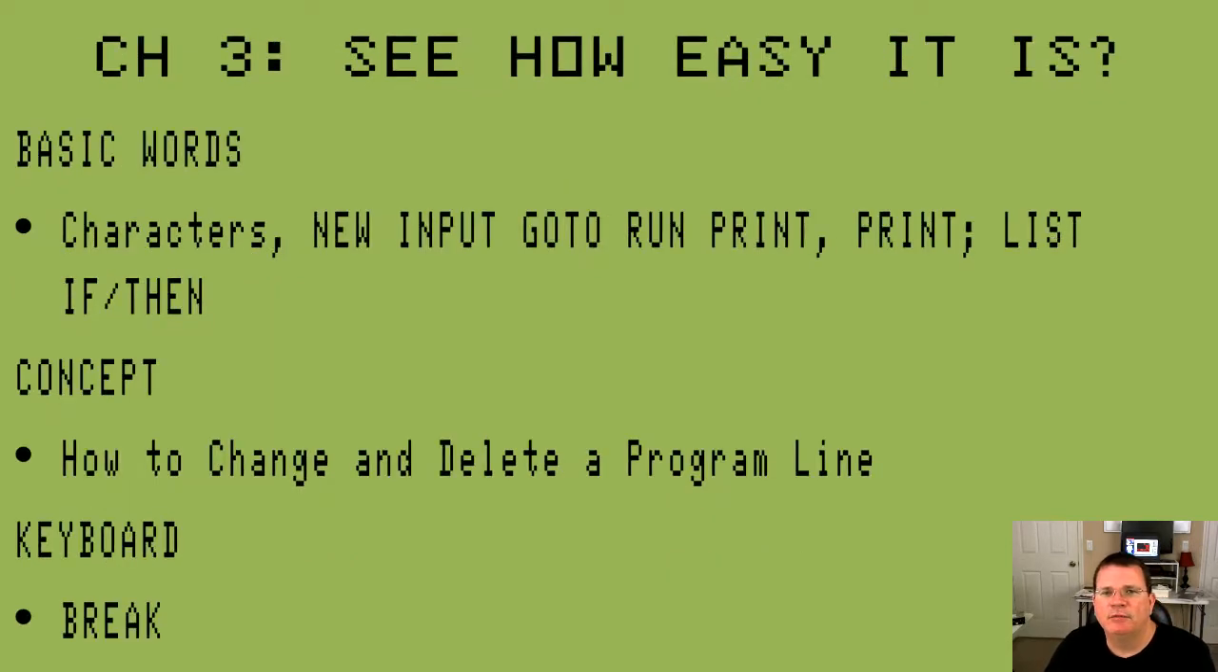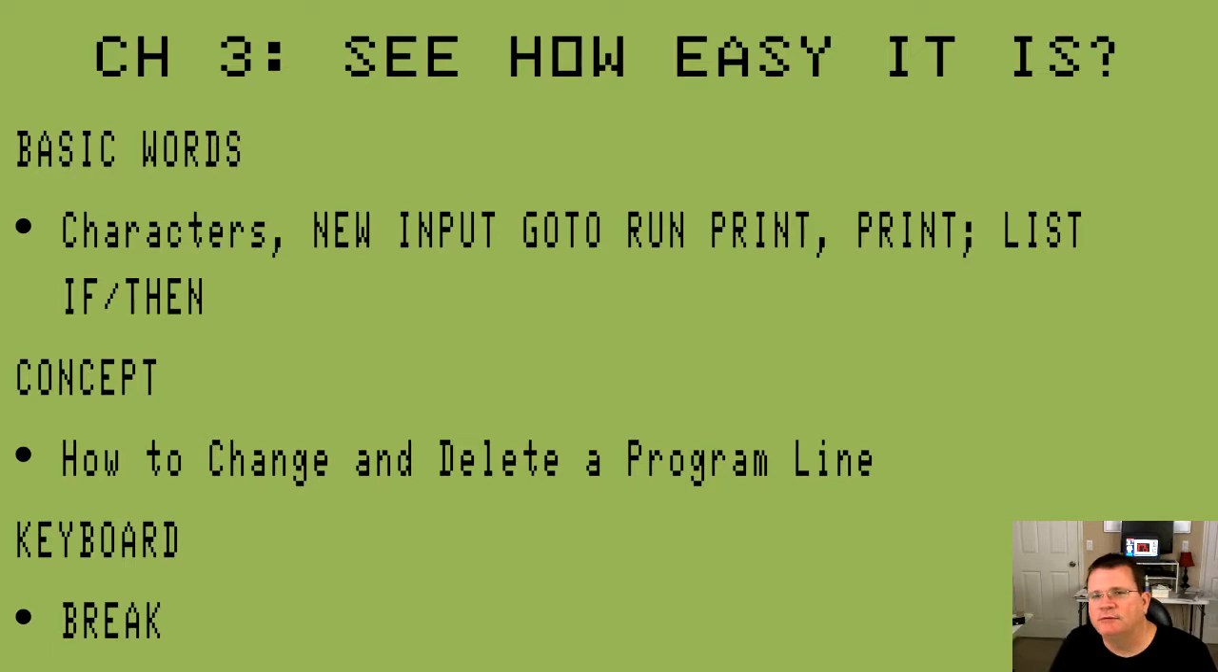So Chapter 3 was called See How Easy It Is. The basic words that it introduced us to were new and input. New clears memory. Input is a way to input either a string variable or a numeric variable. Go to is a way to get your computer to go back somewhere. Run is the command to run a program. Print, comma, prints things in columns. Print, semicolon, crams things together. List is how you kind of scroll your program on the screen.